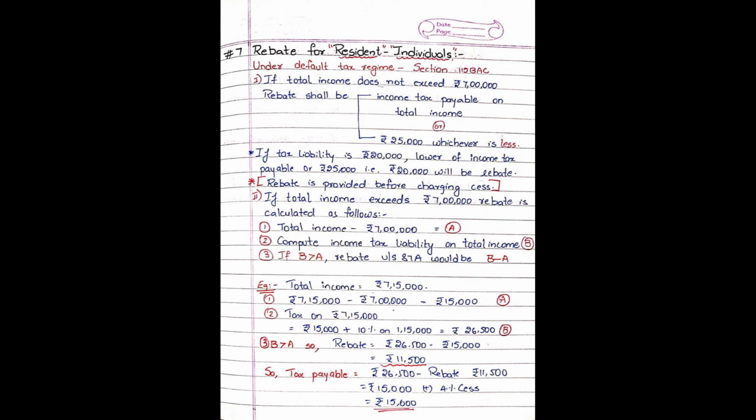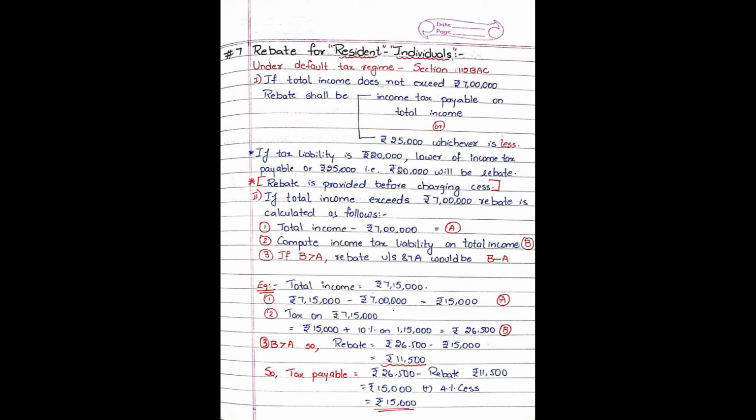First case is the total income of such assessee does not exceed rupees 7 lakh. If the total income does not exceed rupees 7 lakh, then the rebate amount shall be income tax payable on the total income or rupees 25,000, whichever is less. So, lower of income tax payable on total income or rupees 25,000 is claimed as rebate under the income tax law if the total income does not exceed rupees 7 lakh.